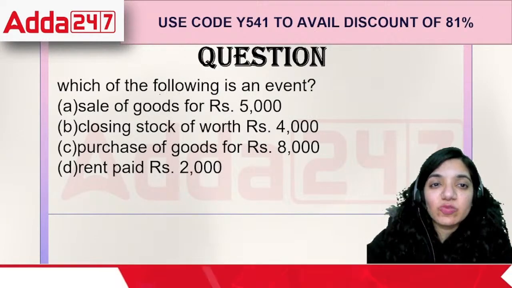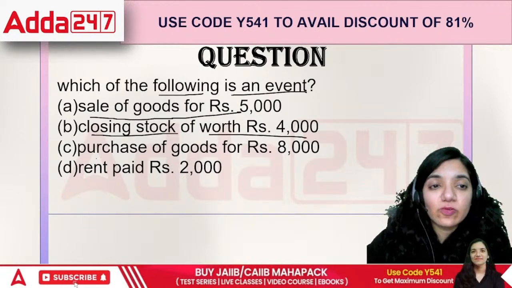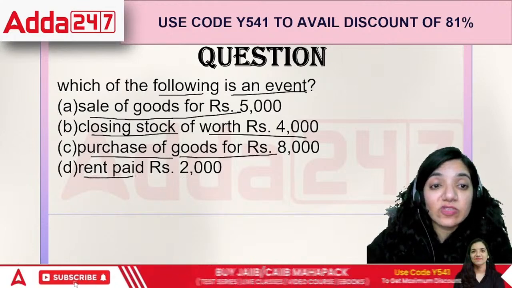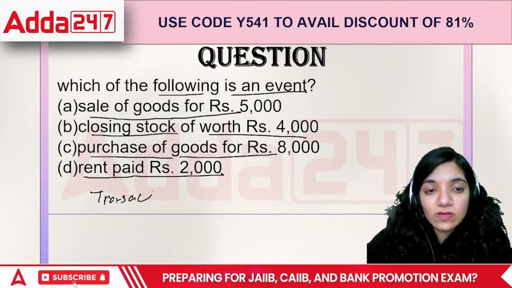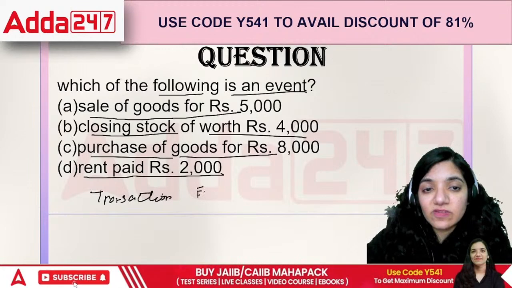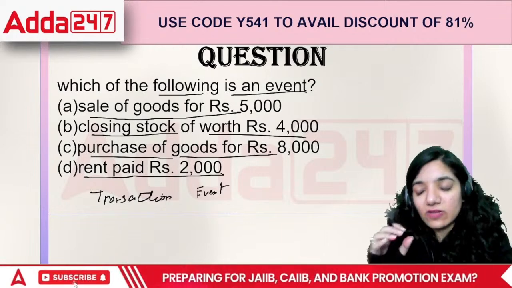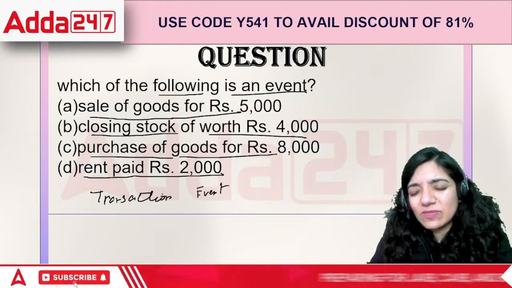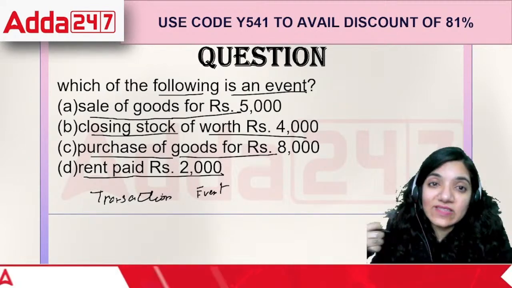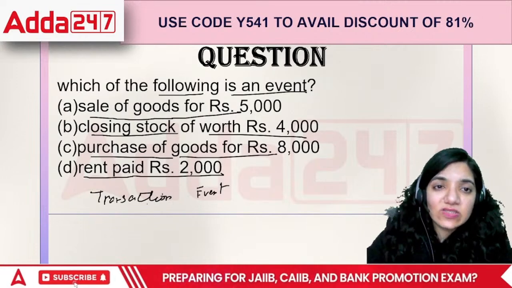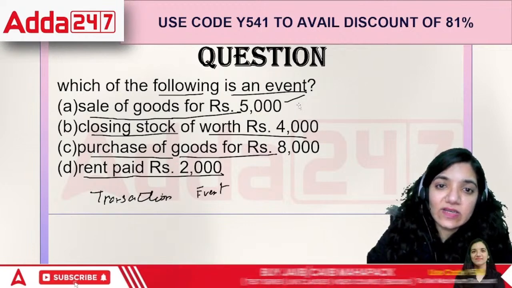Among the following, next is which of the following is an event? Sale of goods for rupees 5,000, closing stock worth rupees 4,000, purchases of goods worth rupees 8,000, or rent paid 2,000. There is a difference between a transaction and an event. Do you know what's the difference between the two? A transaction is something which just happened, and its impact or its effect is called an event. So in this case, sale is just a transaction, right? Then purchase is another transaction.